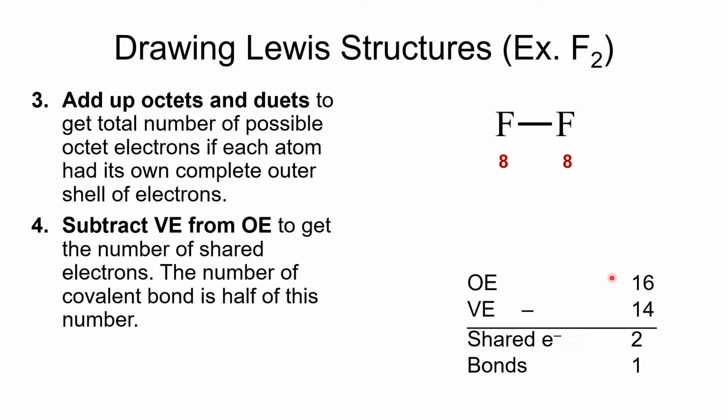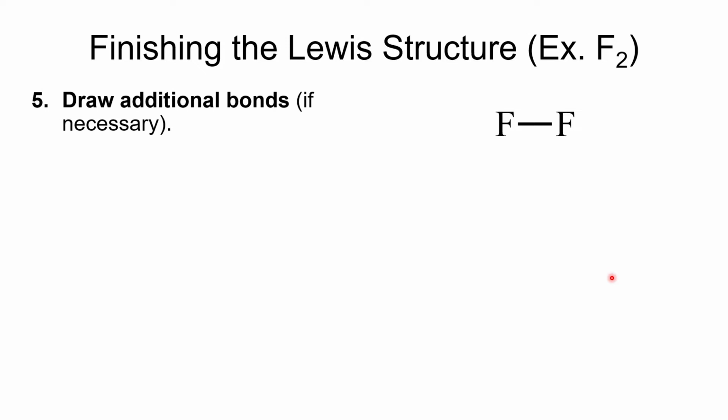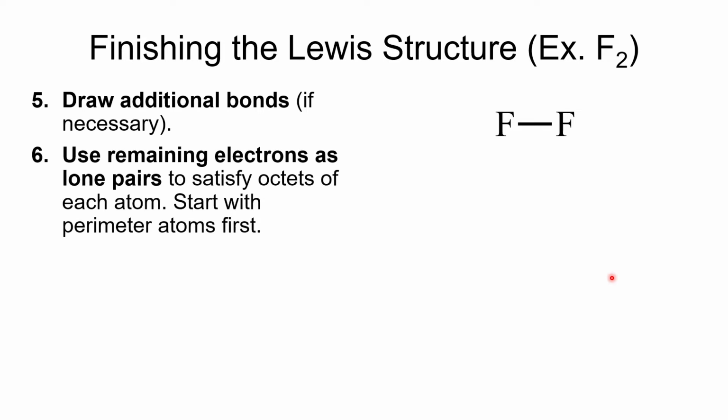Now we're going to do our next step, which is draw any additional bonds. We only had one bond, and there's one bond already drawn, so we don't need to draw an additional bond. So it's the "if necessary" part here. And then step 6, use any remaining electrons as lone pairs to satisfy octets of each atom, starting with perimeter atoms first. In this case, that doesn't really matter.